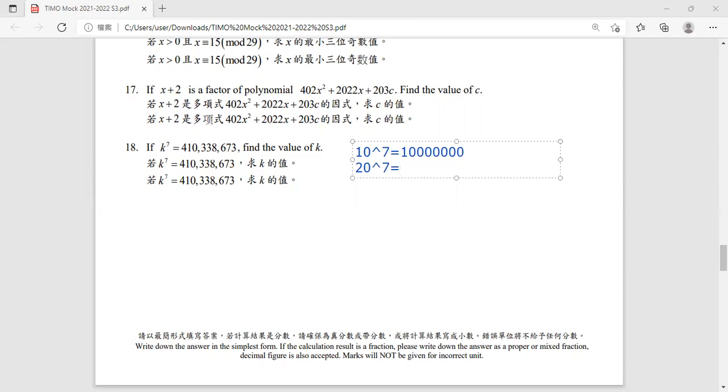How about 2 to the power 7? It is 128. Now you'll find that this has 10 digits. So now you know that K must be between 10 and 20.